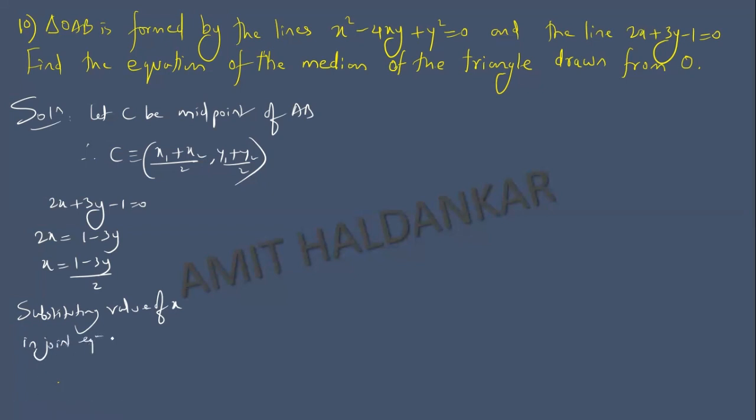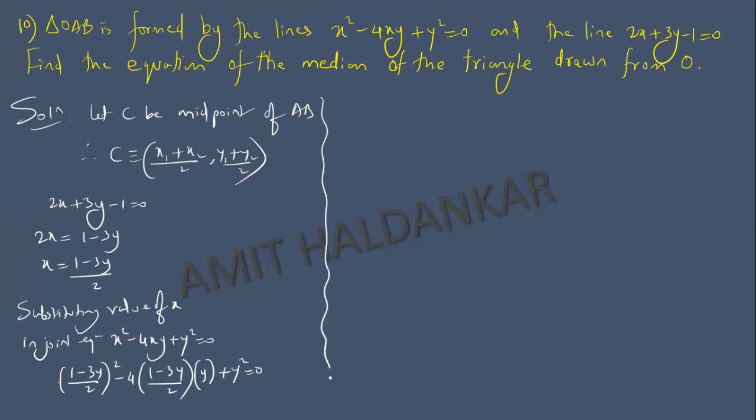The joint equation is x square minus 4xy plus y square equal to 0. So what is x? 1 minus 3y upon 2, the whole square, minus 4 into 1 minus 3y upon 2 into y, plus y square is equal to 0. Now when you calculate this, you will get 1 minus 3y the whole square divided by 4, minus 4 minus 12y into y by 2.